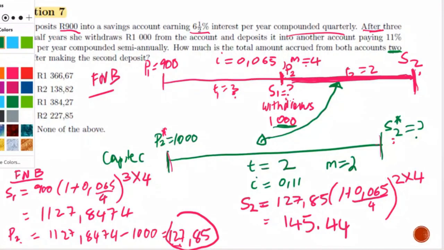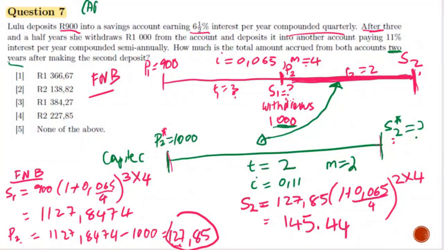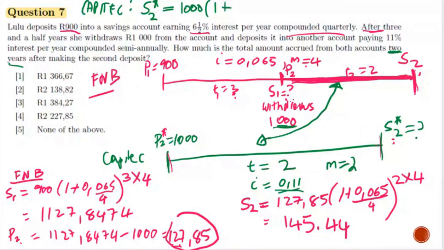Okay, I am at Capitec. At Capitec, this is what happens. I've got this 1,000 I'm starting with. So I'm going to say, what is the new accumulated amount at Capitec? I've put it as a star. The present value at Capitec is what you are starting to deposit. That is your 1,000. So you've got 1,000 times 1 plus the interest rate at Capitec, which is 0.11.